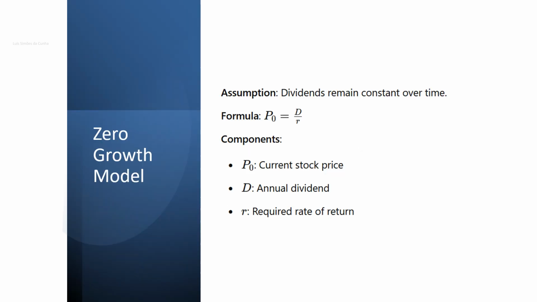The zero growth model assumes that dividends remain constant over time. The formula for this model calculates the current stock price based on the annual dividend and the required rate of return. This model is suitable for companies with stable, predictable dividend payments.